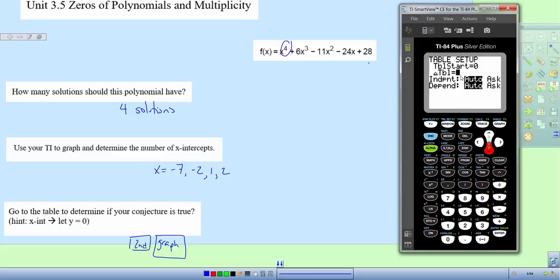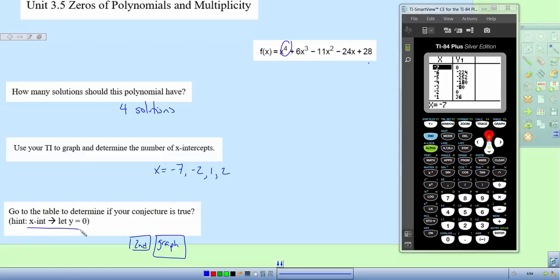I want my table to go by 1, so that literally means the delta table, the change in the table, going by 1s, and the other stuff will be auto. So now I go back to second, graph, and now I'm starting right at 0, and I go to negative 7 and see what happens. Sure enough, at negative 7, I have y equals 0, and that means I have an x-intercept. I go to negative 2, I get y equals 0, that's an x-intercept. I go to positive 1, good, and positive 2, good. So without even having to do any algebra, I was able to find all of the solutions to this equation.